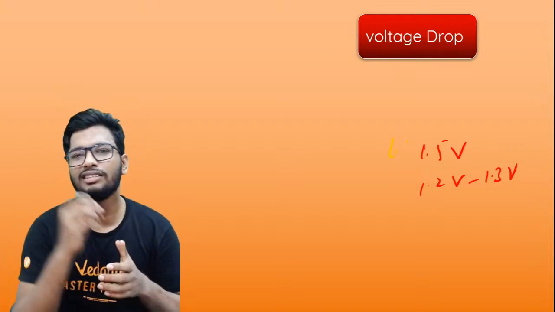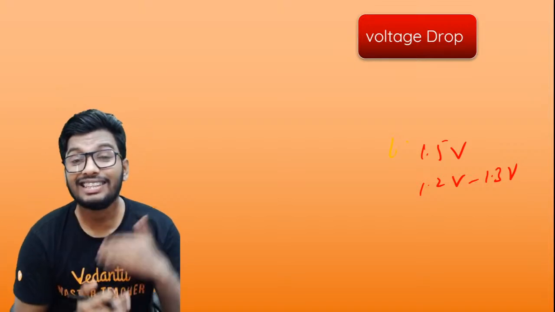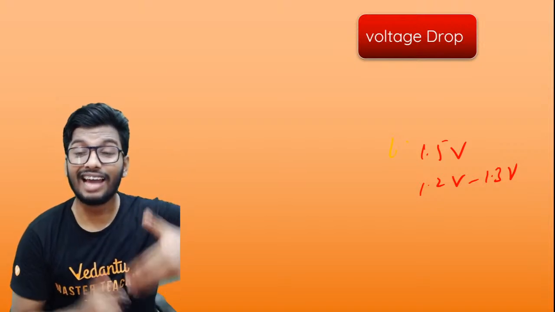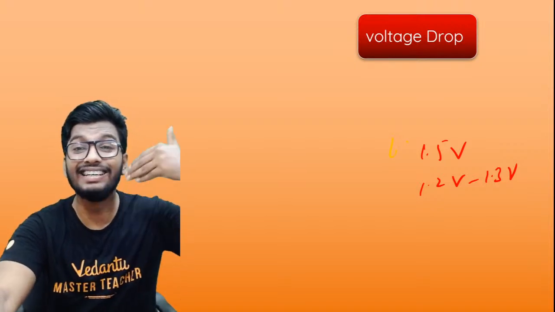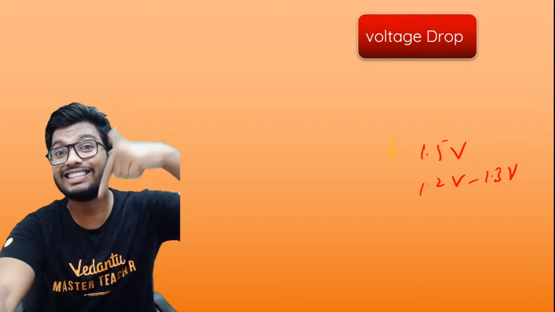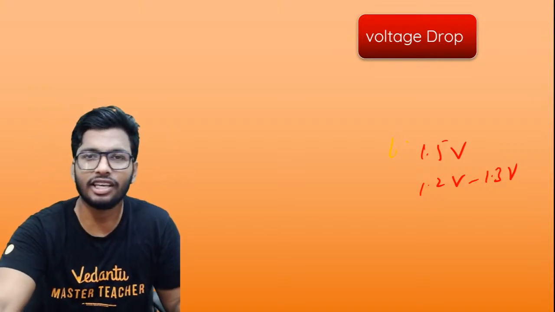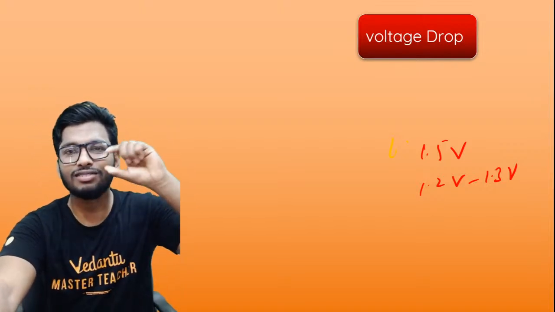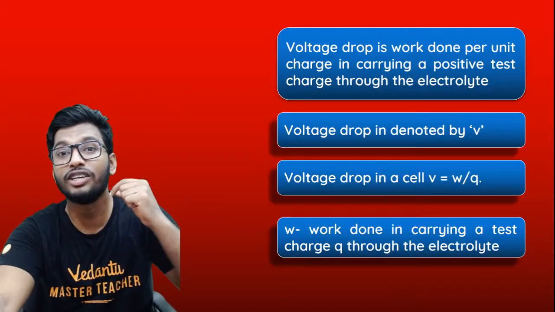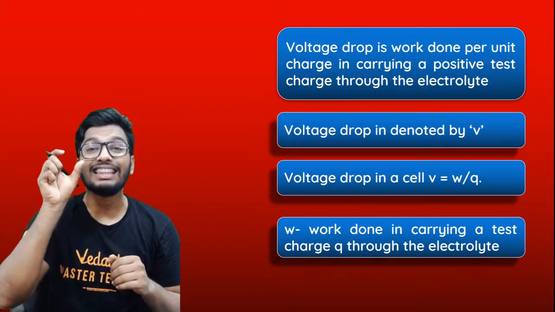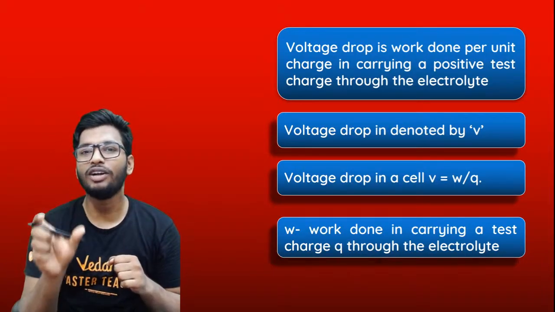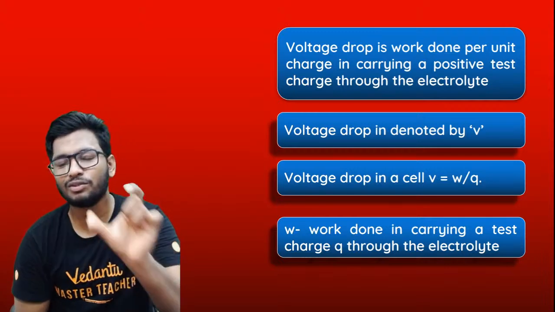What is happening is that there's some voltage drop. That voltage drop happens because of the internal resistance of the cell. Inside the cell, because the cell is also made up of some other type of material. So because of that internal resistance of the cell, there is a difference happening. That is what is called the voltage drop. In layman terms, that is your voltage drop.